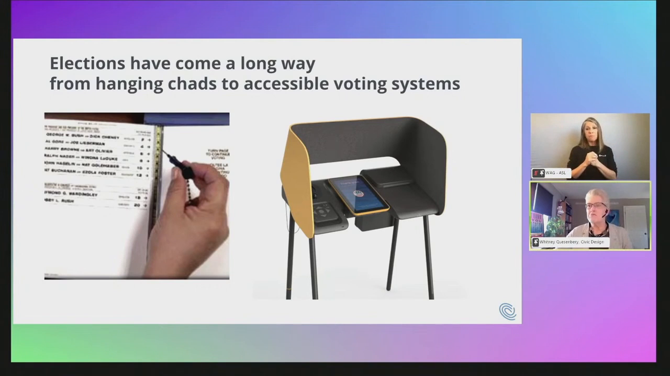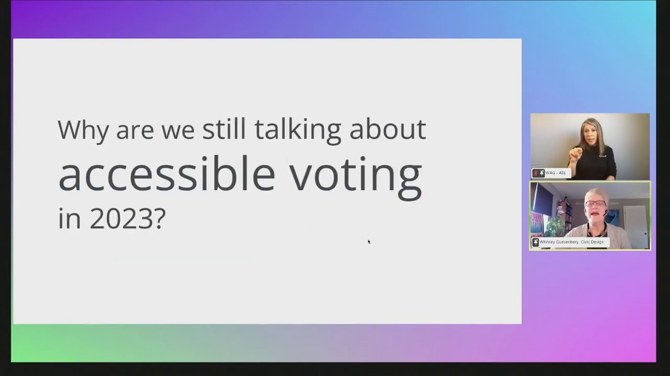It is now 33 years since the ADA. It's 23 years since the presidential election in 2000. And the question that I have is, why are we still talking about accessible elections at this point?